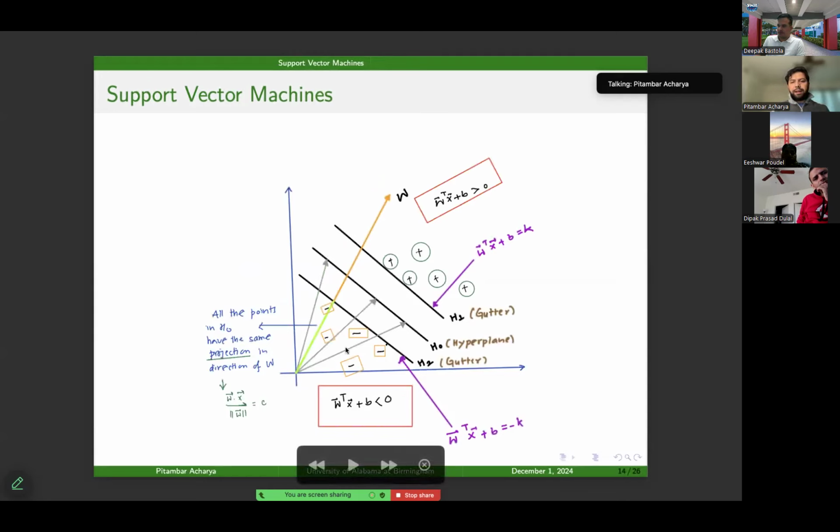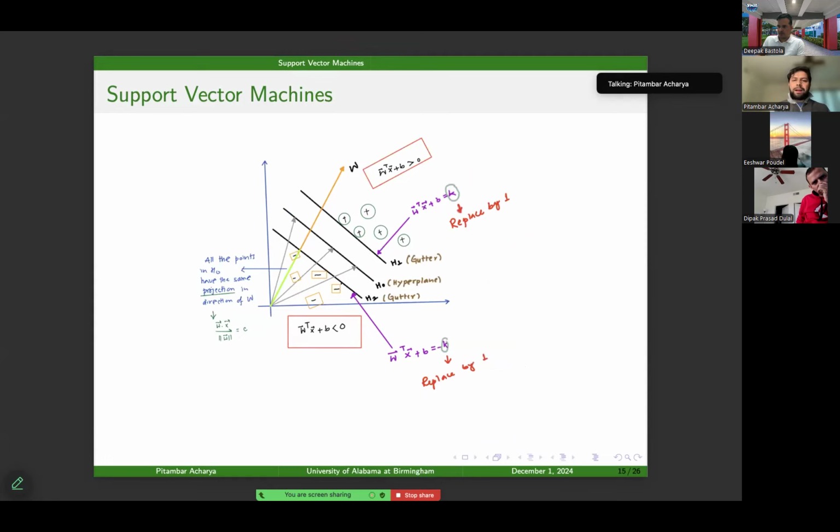And I separate the data. For example, I have the negative data on the lower side and the positive data on the upper side of the hyperplane. They are separated by gutter S1 and gutter S2. This is the hyperplane: W transpose X plus b equals 0. The upper one is W transpose X plus b equals K, where K is some constant, and the lower one is W transpose X plus b equals negative K. The lower region is represented by W transpose X plus b less than 0, and the upper part is represented by W transpose X plus b positive.